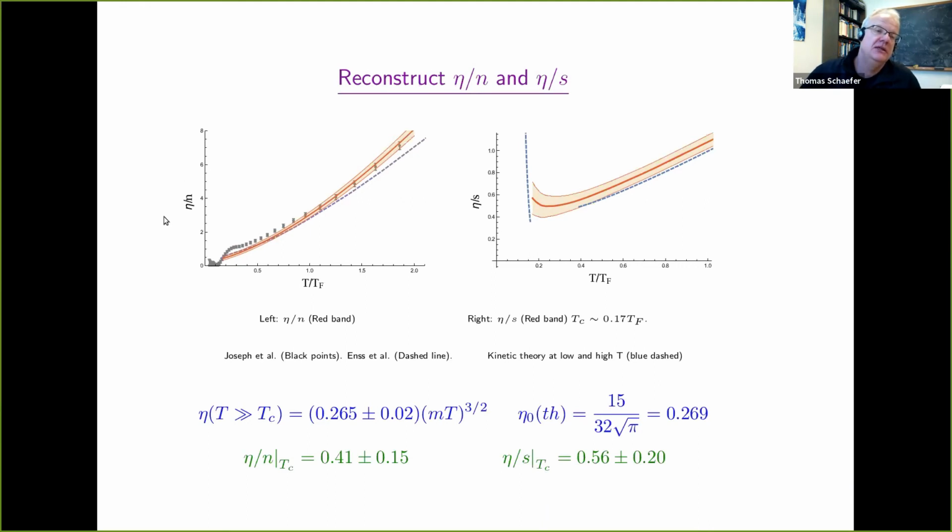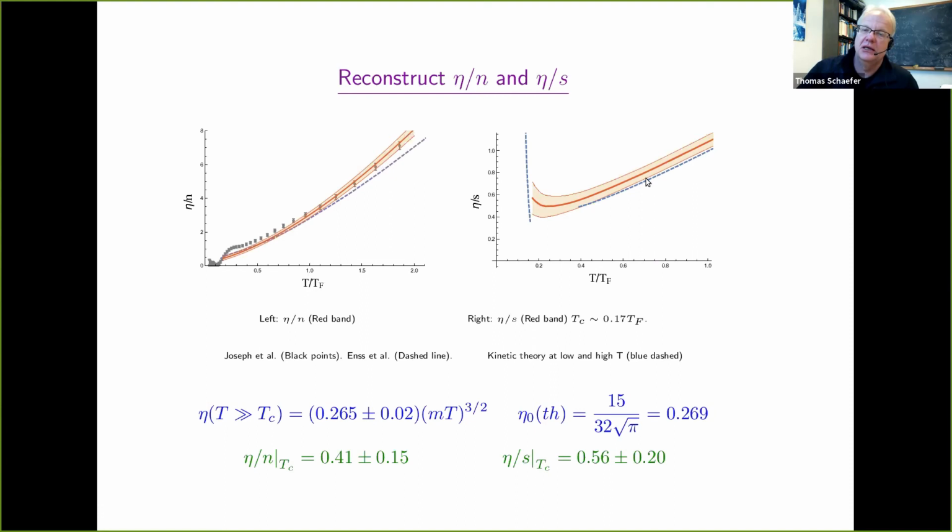So this is eta over n, so viscosity in units of density, or viscosity in units of entropy density, as a function of T over T Fermi. And T over T Fermi, the phase transition is now at 0.17, and it's this red band that somehow might fit, so the fit just terminates at Tc. The data points that you see in this plot, by the way, was an attempt by John. He had a sort of poor man's theory to analyze that himself, and you can see that it kind of agrees at high temperature. It doesn't agree so well at low temperature.